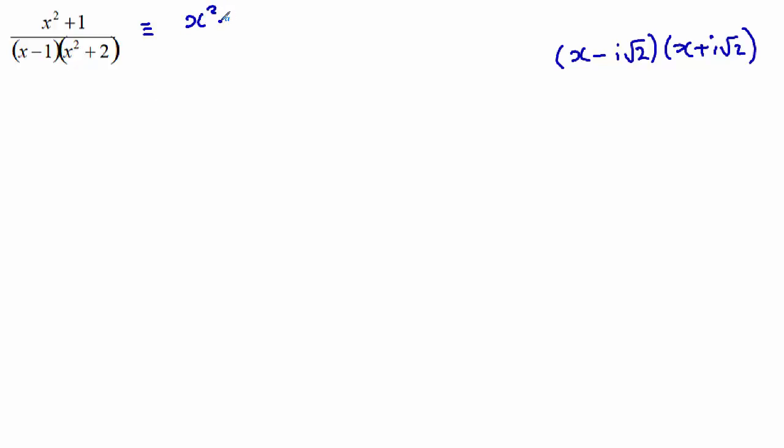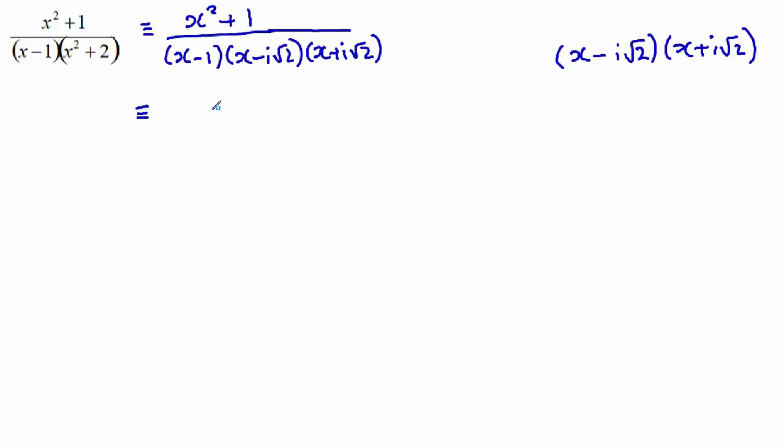So what we've got is x squared plus 1 over x minus 1, x minus i root 2, x plus i root 2. And then those are linear factors. So we can say it's A over x minus 1 plus B over x minus i root 2 plus C over x plus i root 2.